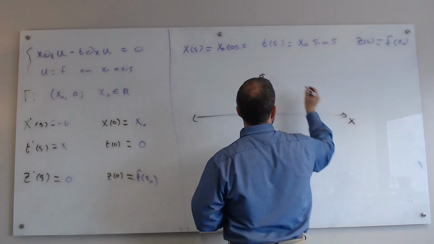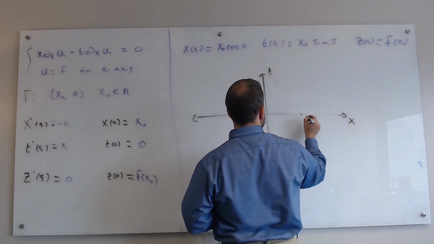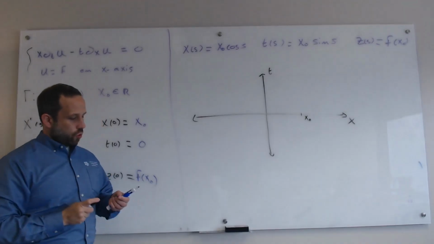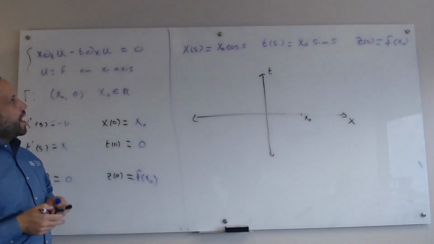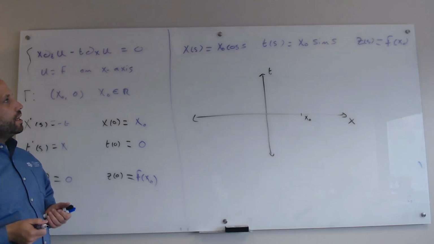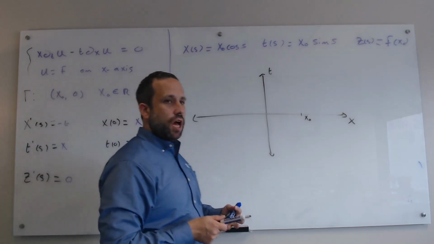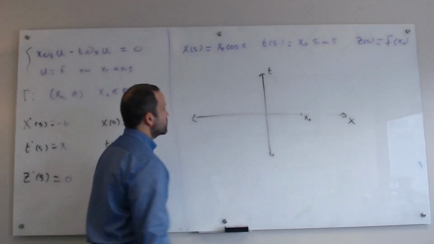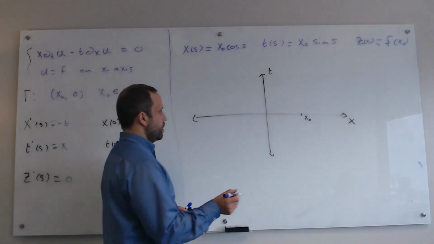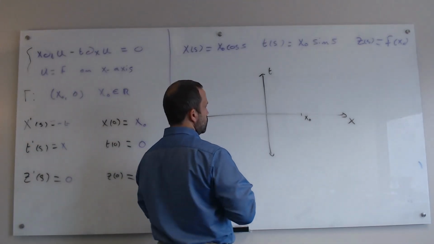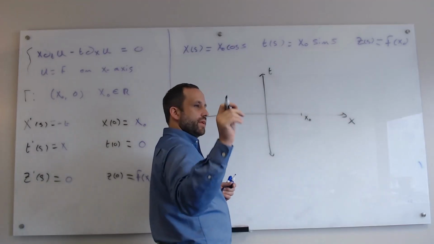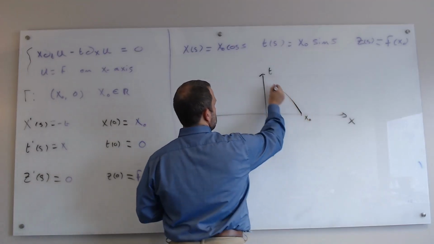So let's say this is the x-axis, this is the t-axis. Let's look at a generic x naught here. Okay, so what do we get? We've got x is equal to x naught cosine, t is equal to x naught sine. So this is the parameterization of a circle of radius x naught. This is a circle, centered at the origin. So I'm going to have something like this.